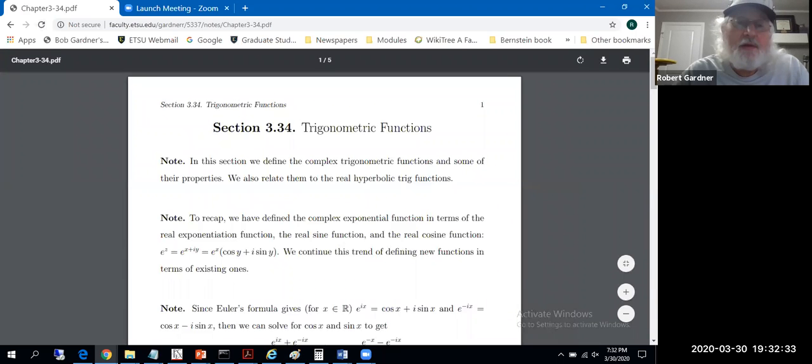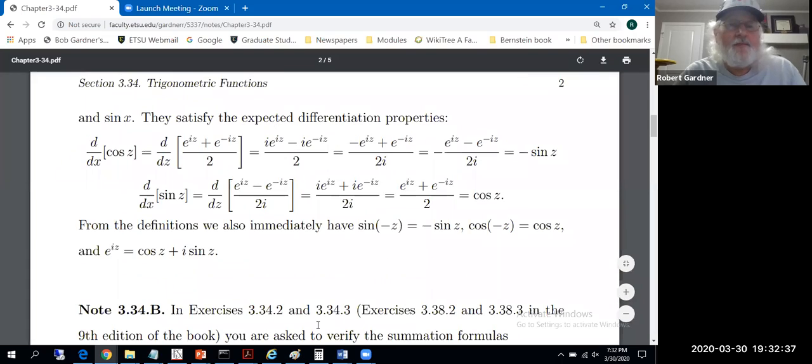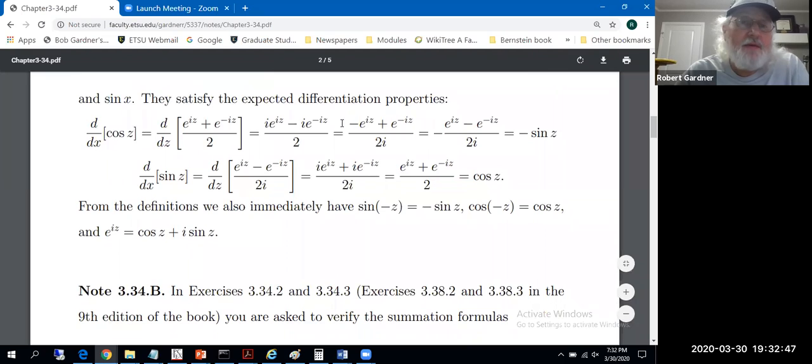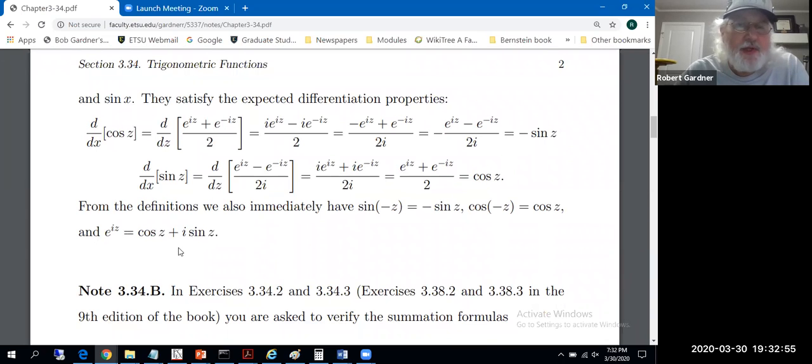We also have the identity e to the iz equals cosine z plus i sine z. We can establish that by adding appropriately these exponential functions, which is kind of a glorified version of Euler's formula. If z is real, it is Euler's formula. But this holds as well for z complex.